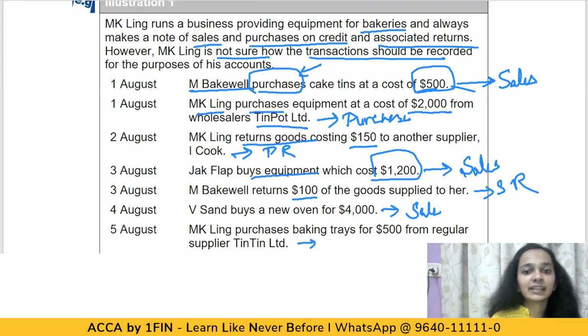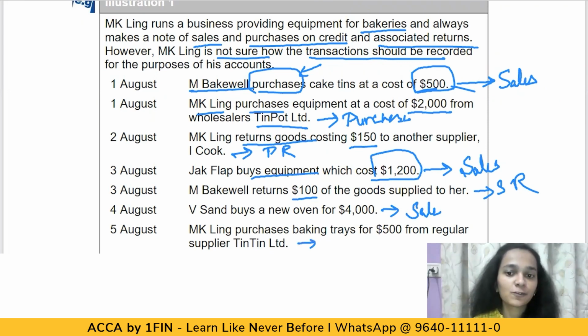Then MK Ling purchases baking trays for $500 from a regular supplier, Tintin Limited. Where will this transaction go? Purchases. So this is a purchase which is made. So this transaction will go to the purchases day book.